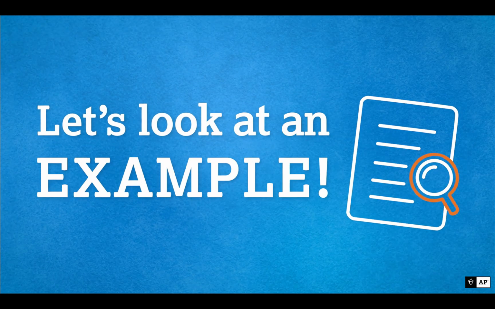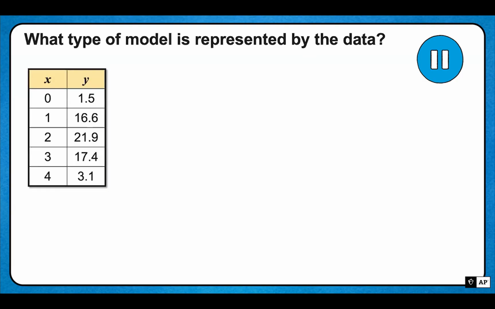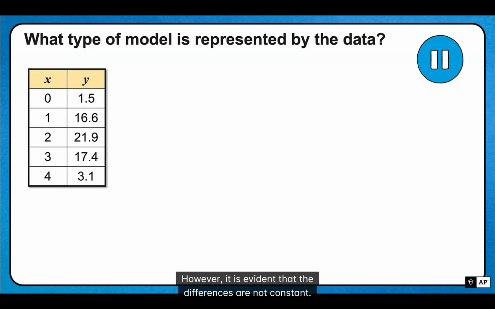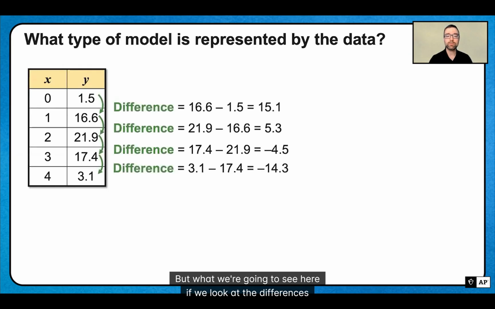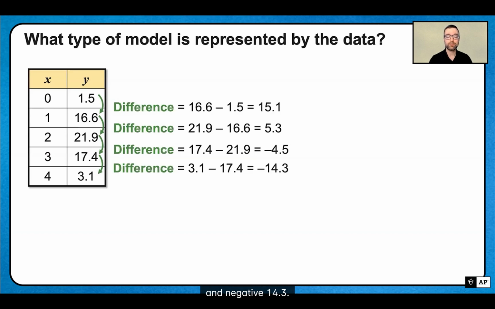What about this one? Much less clear when we look at the y values. However, it is evident that the differences are not constant. But what we're going to see here, if we look at the differences, is a difference of 15.1, 5.3, -4.5, and -14.3. If we were to find the ratios, we would also find the ratios are not constant.